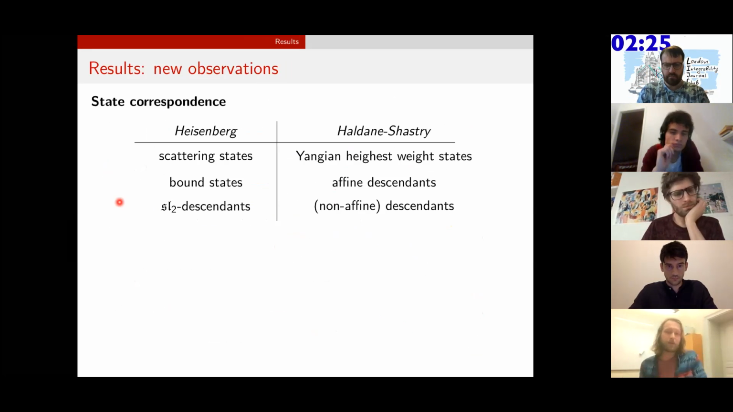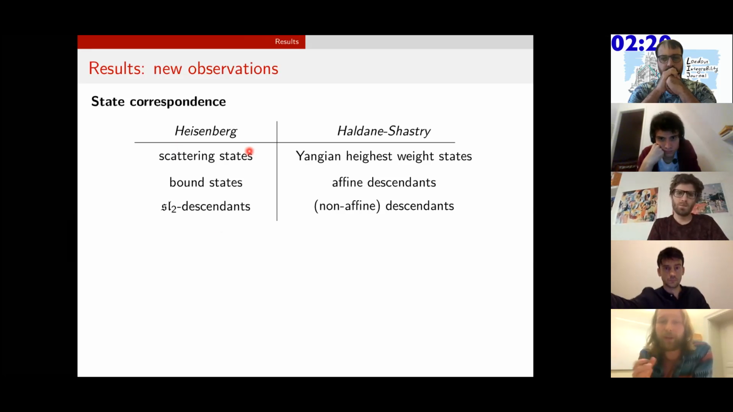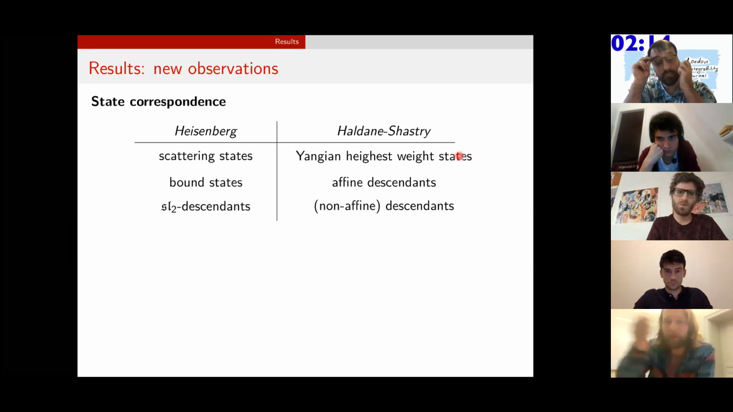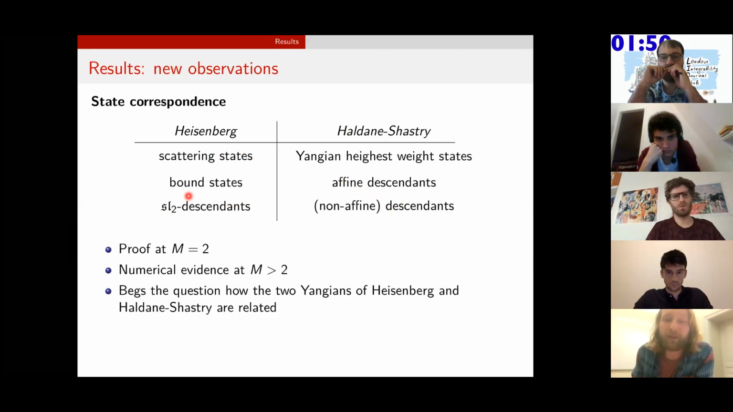And it has led to some new observations. One thing we found out is that for Heisenberg, the 3 different types of states can actually be put in one-to-one correspondence with states from Haldane-Shastry. So the scattering states of Heisenberg are actually Yangian highest weight states once I move them through. And SL2 descendants are still descendants for Haldane-Shastry, which, because of the presence of a Yangian, I call non-affine descendants. So these are descendants which are basically like SL2 descendants. Whereas the bound states of Heisenberg have to disappear for Haldane-Shastry, and they turn into affine descendants. So you get them from Yangian highest weight states by acting with generators of the Yangian that are not in SL2. And we can actually prove this at 2 particles, and we see that it almost certainly has to hold also for higher m, where m is the particle number.